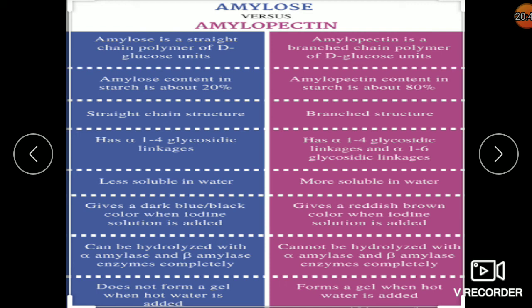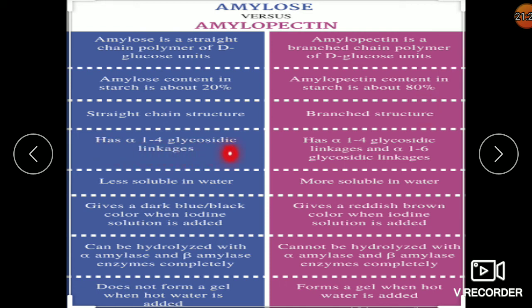So the one that gets wet with the water is your amylopectin. It is the majority, 80%, and the insoluble part is amylose, that is 20%. Okay, lesser, that does not get wet. So see here now, amylose is a straight chain polymer of D-glucose units, right? And amylopectin is a branch chain polymer of the same D-glucose units. So amylose is simple, straight, and amylopectin is a complex branch chain. Amylose contained in starch is 20%, amylopectin is 80%. Here straight chain structure, here branch chain structure.